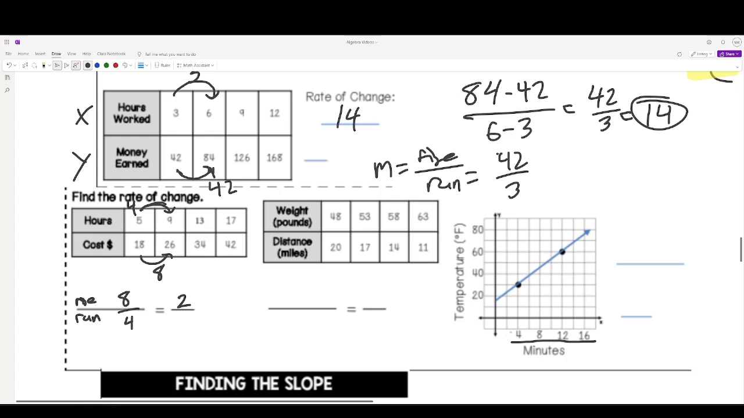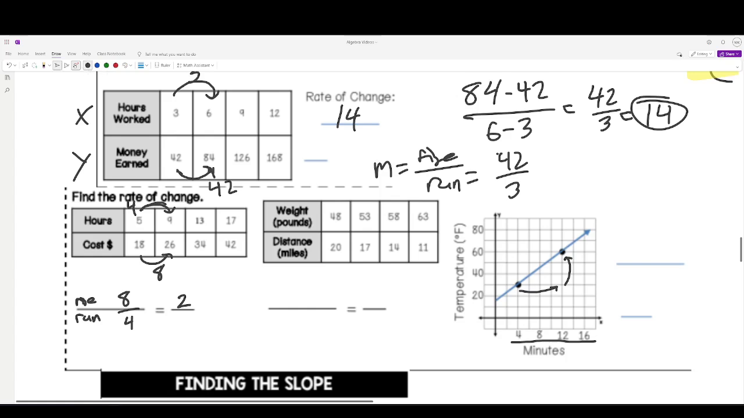So this graph is not counting by ones. A really common mistake, and something that STAR in particular loves to test, is looking if you're just counting the lines. So here, for my run from here to here, 1, 2, 3, 4 lines, and here, my rise is 1, 2, 3 lines. On STAR, a lot of times they expect you to put a slope of 3 over 4, but that's not correct. So make sure that before you label this as 4 and 3, you check what those numbers actually represent.